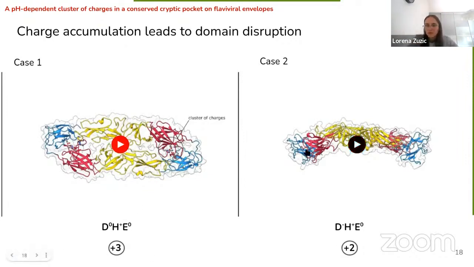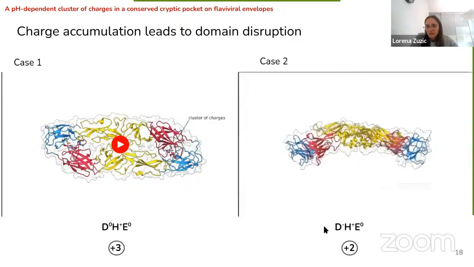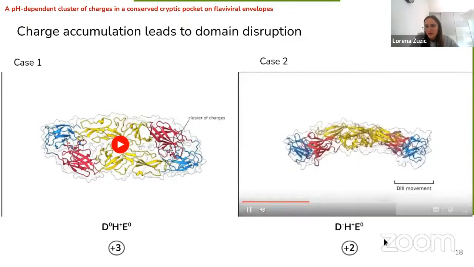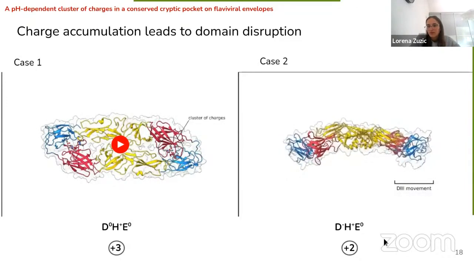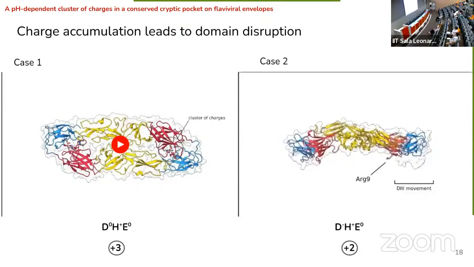So, promising. And in a similar manner, in a different example with a different pattern of cluster charges, you also see this domain 3 that is distorting itself and moving away as your cluster disintegrates.